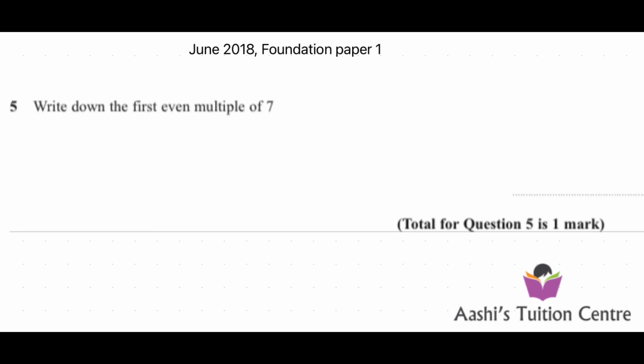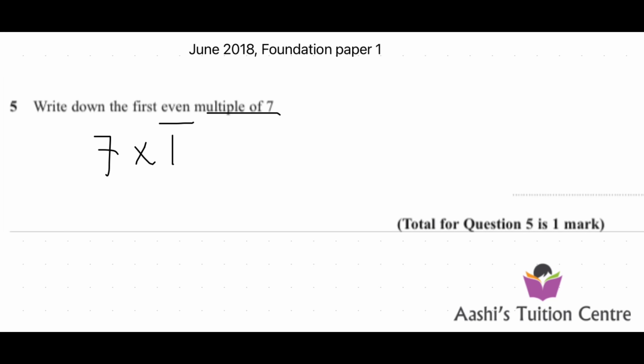For question 5, write down the first even multiple of 7. You try to see what the question's asking you. So it's asking you for an even number, and it also should be a multiple of 7. So you try to write your 7 times table.